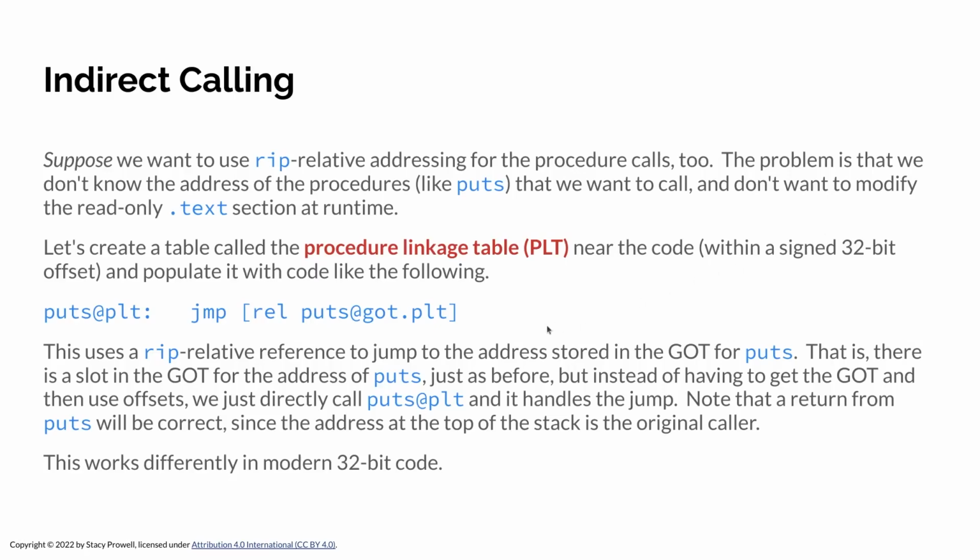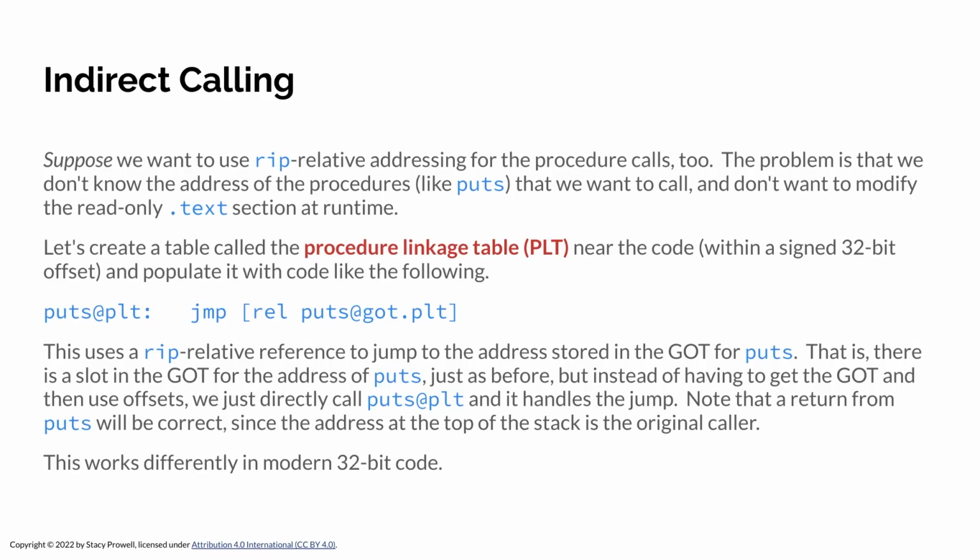So here you see I'm jumping rel to puts@got.plt. What is all that? What's going on here? Am I saying I want to patch the PLT? No, I don't want to do that because the PLT is executable. If it's going to contain jumps, it's going to be executable, and I don't want to be patching it then. But what it is going to do is it's going to be an RIP relative reference that jumps to the address stored in the GOT for puts.